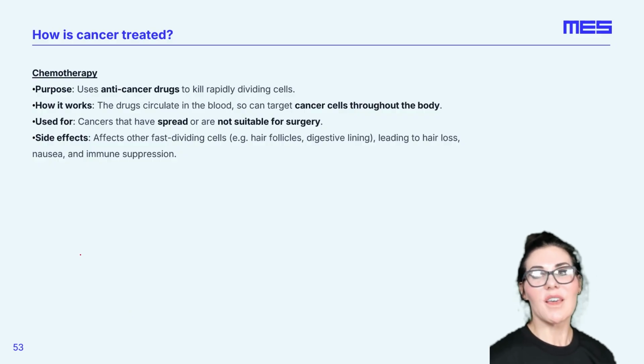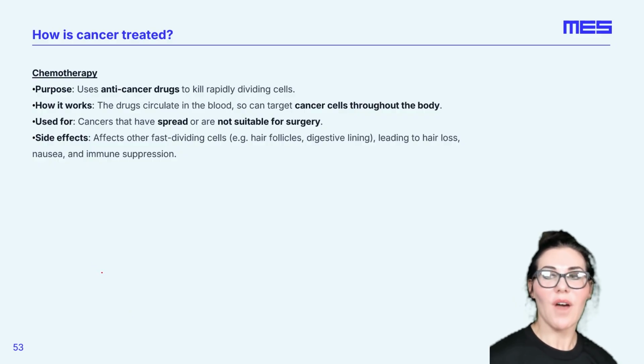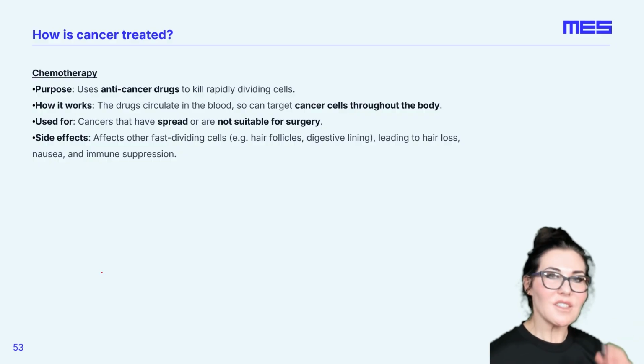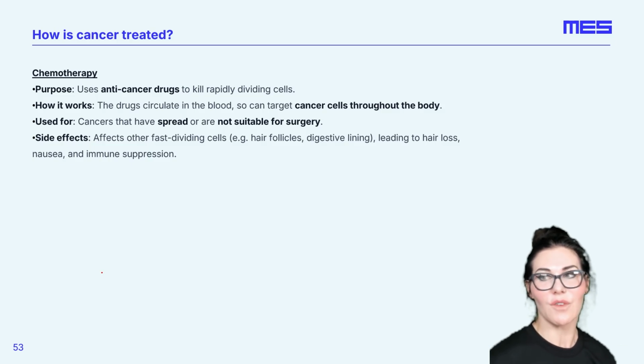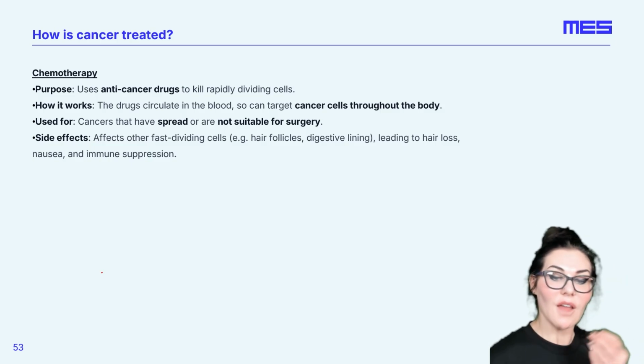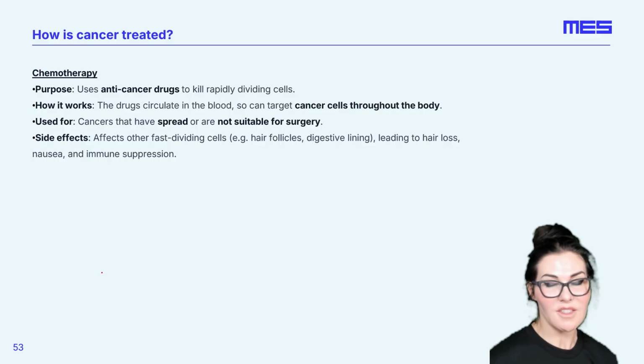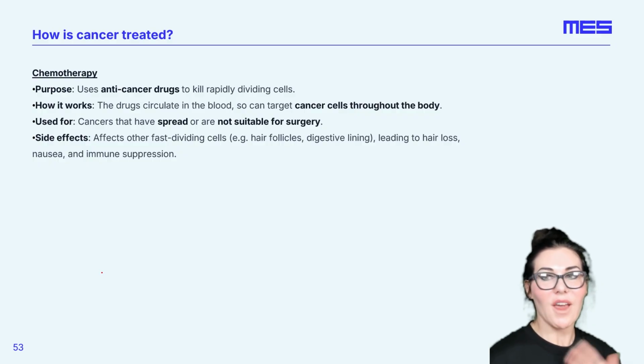However, these anti-cancer drugs are so effective that they also kill healthy cells that are naturally fast dividing cells, because fast division is a typical sign of a cancer cell, but we also have healthy cells that naturally fast divide, like your hair follicles and the cells that line your digestive tract. And therefore they get killed as well.